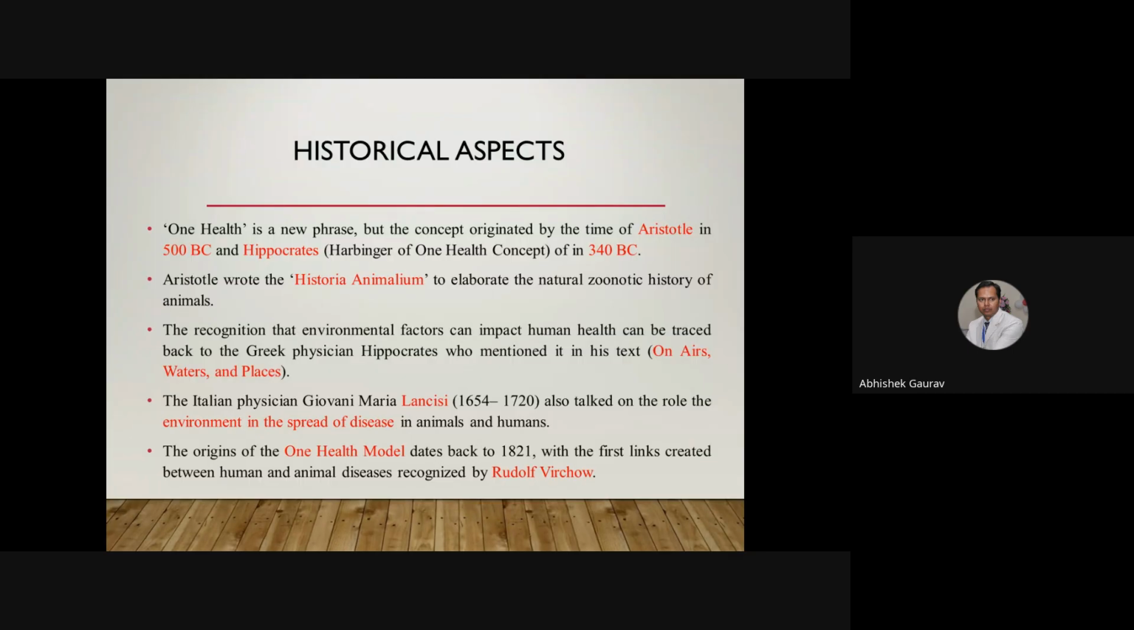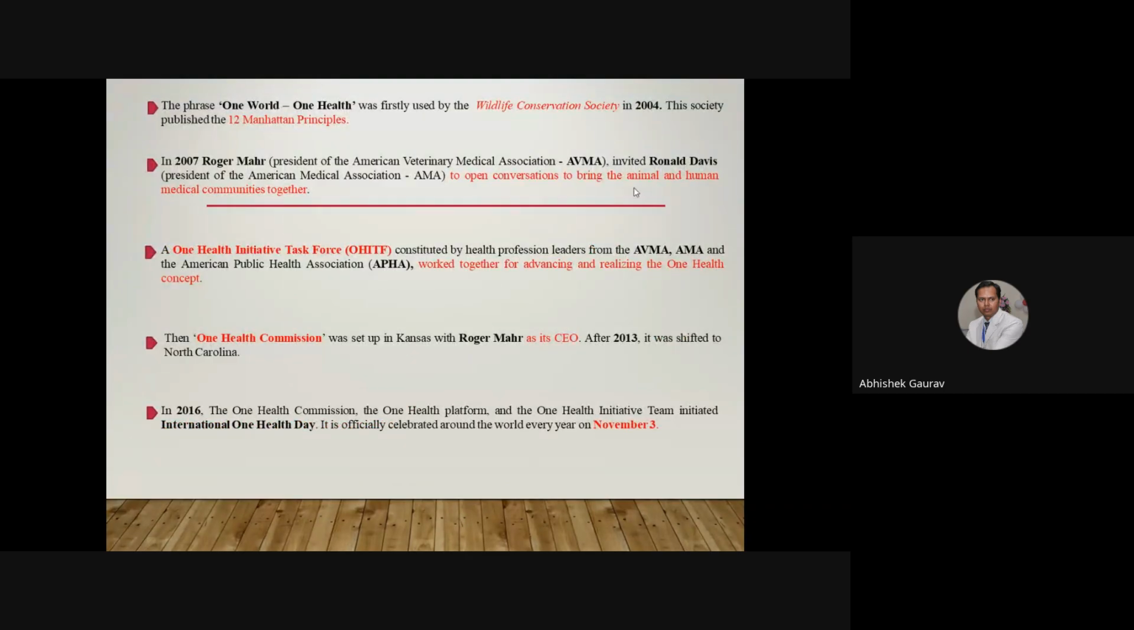Similarly, Hippocrates, he wrote a book on airs, waters, and places in which he recognized the environmental factors that can impact the human health. Similarly, Lancisi, he talked the role of environment in the spread of disease, and One Health model, which was the contribution of Rudolf Virchow, who coined the term Zoonoses. Then after that, there was One World, One Health concept from the Wildlife Conservation Society. Then Roger Mahr and Ronald Davis, they joined together and opened up conversation to bring animal and human health together.